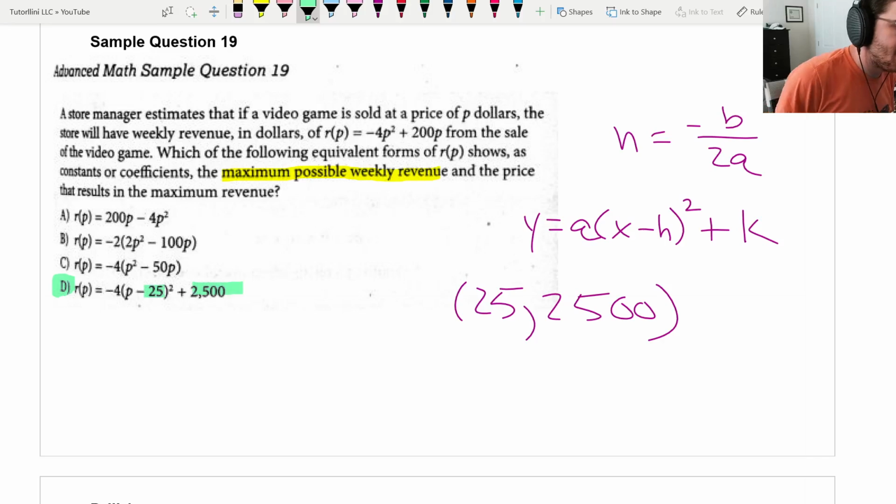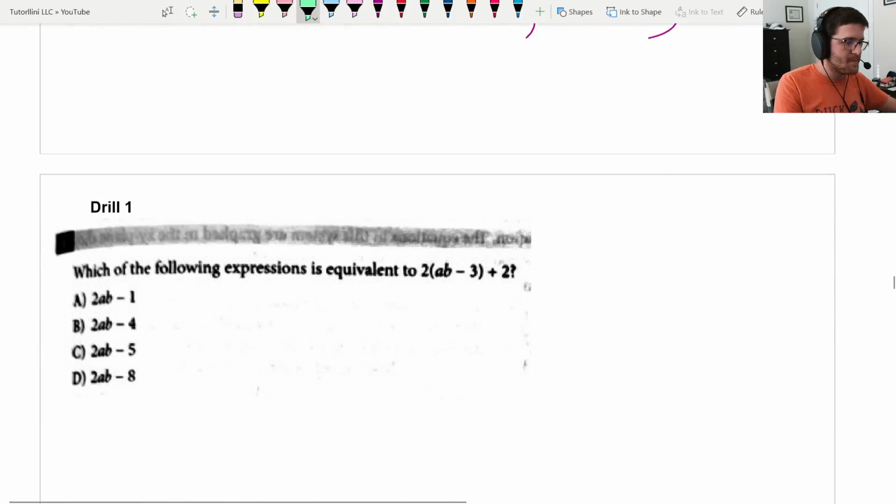Again, you kind of could shortcut it if you knew what vertex form looked like, which you should know. You really need to know vertex form. Great, let's keep going.